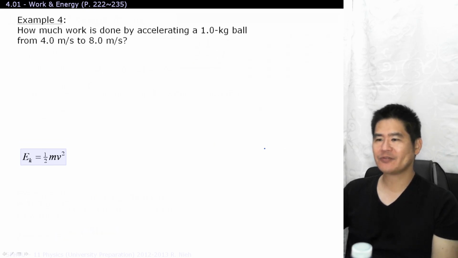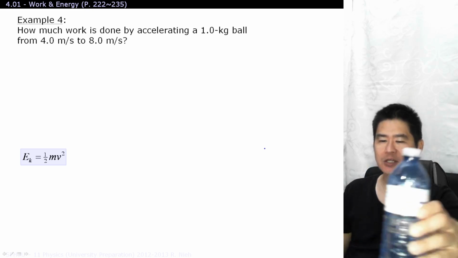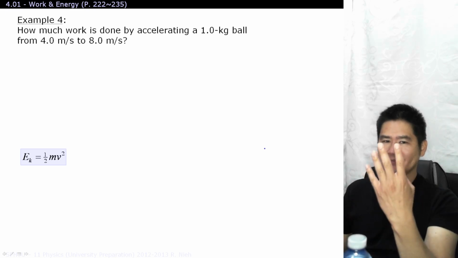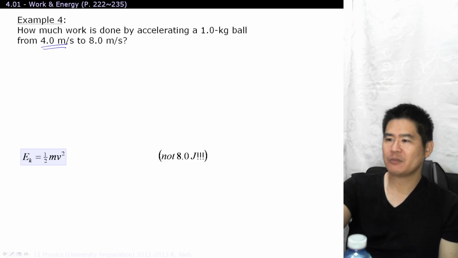How about this problem now? How much work is done by accelerating an object that's already in motion from 4 meters per second to 8 meters per second? How about I give you a moment to work that out? Did you get an answer? I hope you didn't. That's not the correct answer. Instead, the correct answer, well, we'll work it out together. No pun intended. You've got to keep in mind that the object's already in motion.